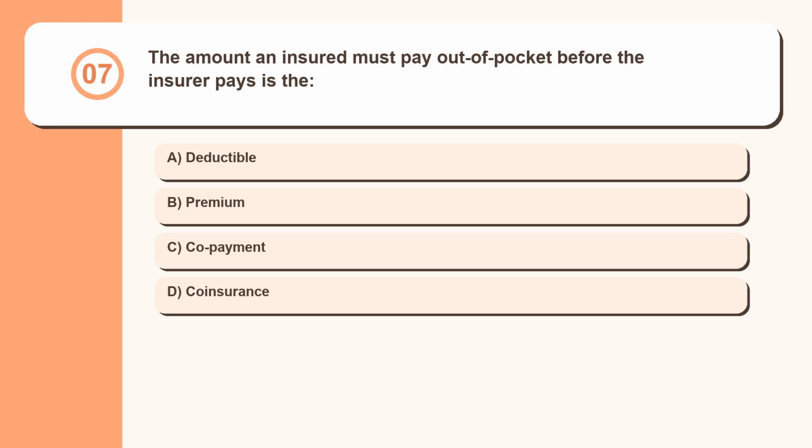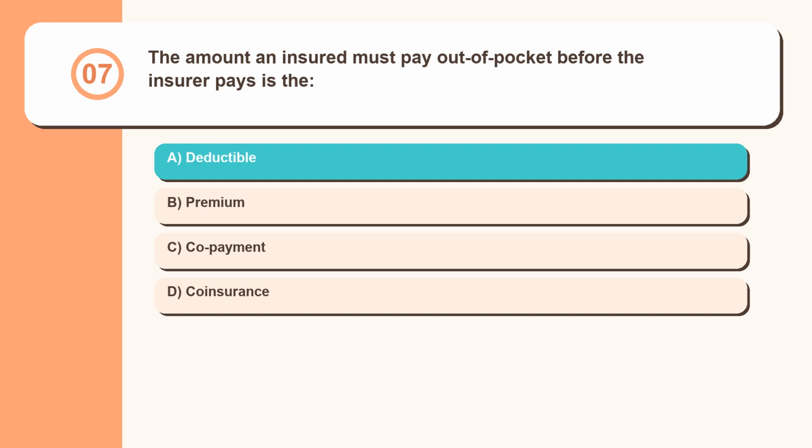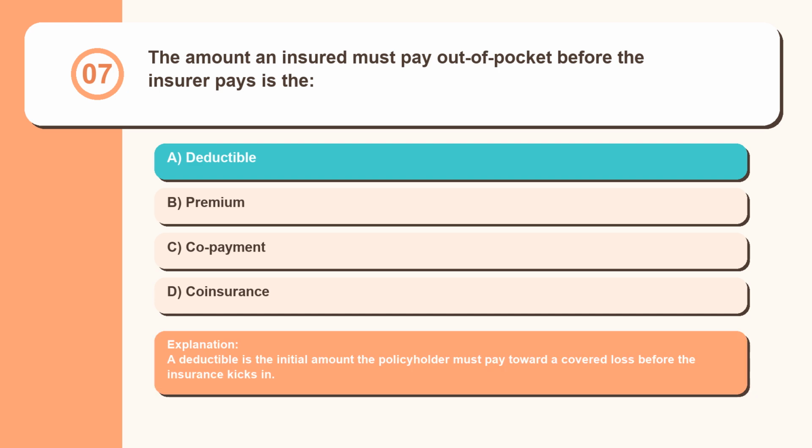Question 7. The amount an insured must pay out of pocket before the insurer pays is the: deductible, premium, copayment, coinsurance. A deductible is the initial amount the policyholder must pay toward a covered loss before the insurance kicks in.